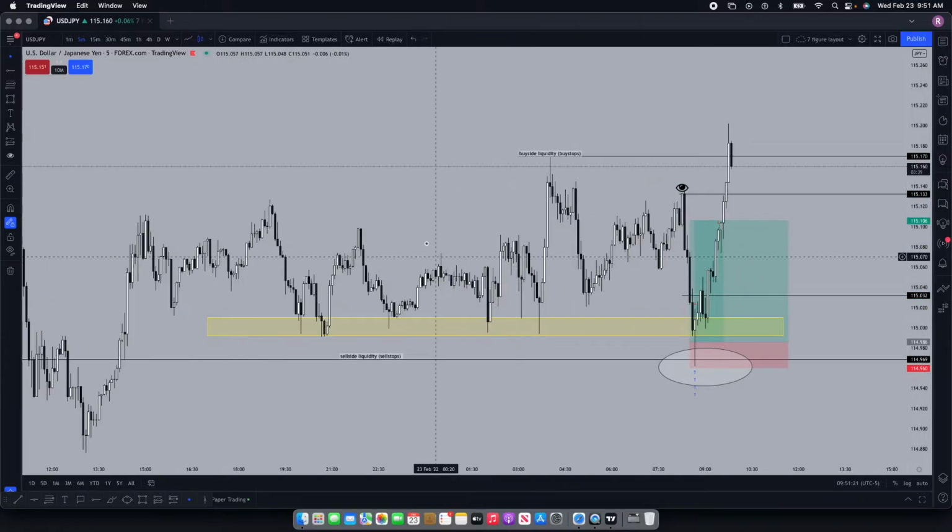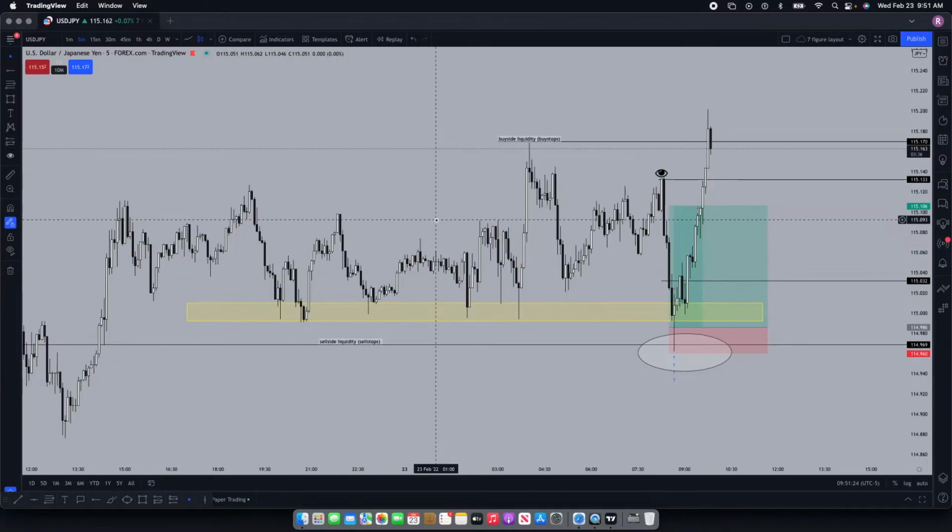So yeah, that's this trade setup, guys. And now I'm going to go ahead and put the live trade on the screen.